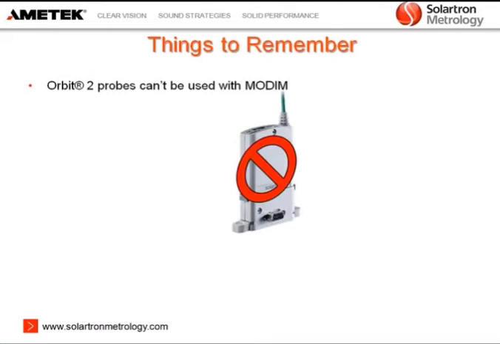This is important: Orbit 2 probes can't be used with the MODIM. The Orbit 2 probes and the Orbit 3 probes have different hardware and different firmware running, and Orbit 2 probes, because of the hardware differences, cannot support communication with the MODIM interface module.